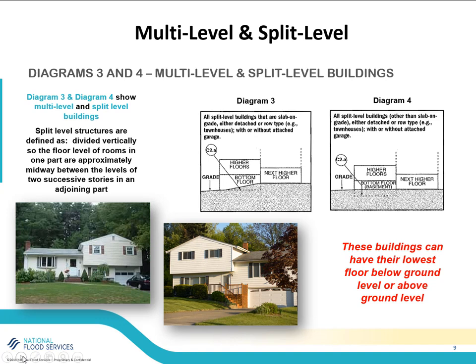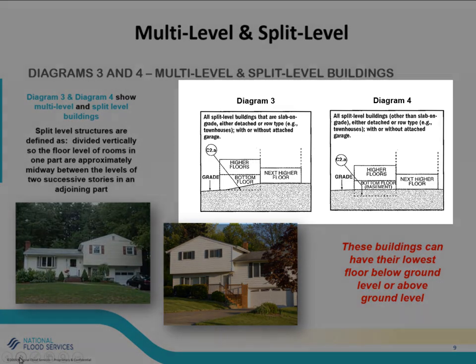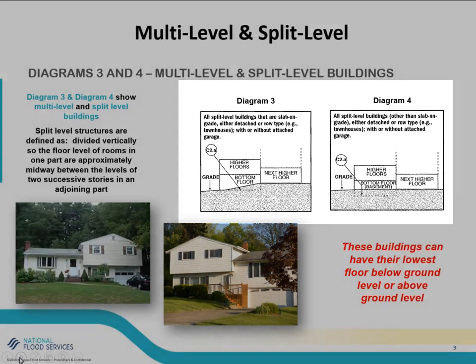Diagrams 3 and 4 are dedicated to multi-level or split-level structures. These types of structures are divided vertically, so the floor level, or rooms in one part, are approximately midway between the levels of two successive stories in an adjoining part. For both structures, C2A from the elevation certificate remains the lowest floor. However, in diagram 4, C2A could be below ground, while C2A from a diagram 3 is at ground level.